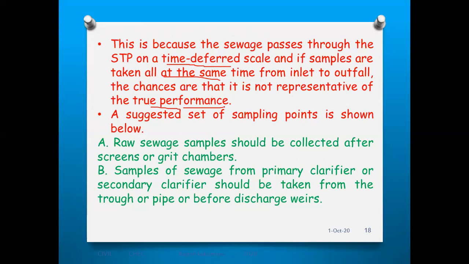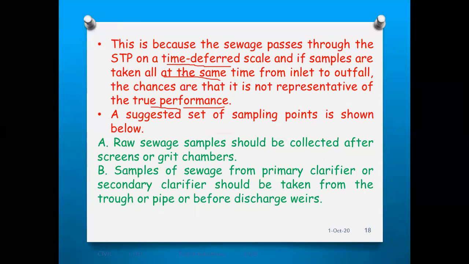So we cannot get true exact performance, we cannot get 100% performance whenever you are taking the samples at the same time in the STP. So that's why a suggested set of sampling points are chosen. You have to understand this point. Why is it not possible? We are taking the samples on a time deferred scale, and the samples are taken at all the same time, from inlet to outfall. We are taking the test at all the same time. That's why we are not getting 100% results. So that's why a suggested set of sampling points can be shown below.